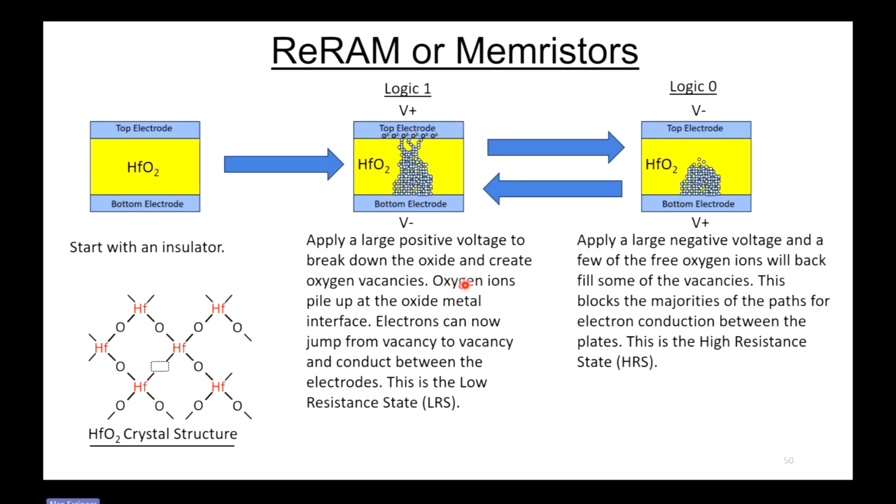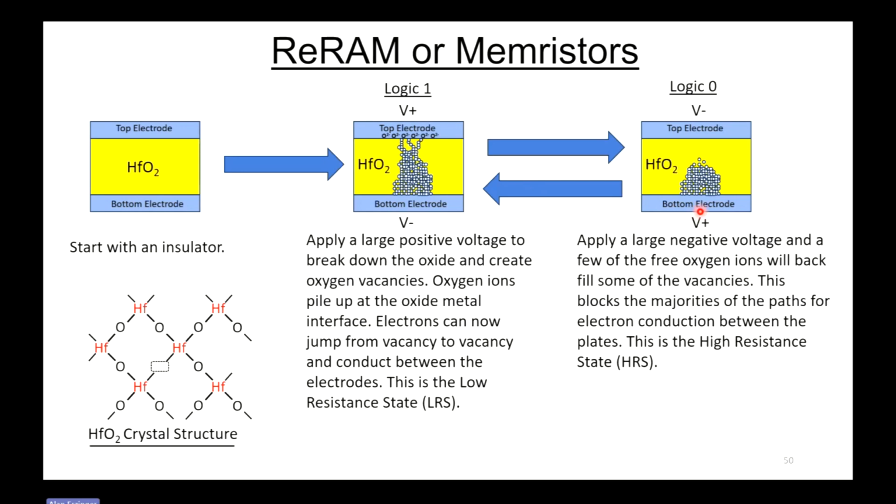And the oxygen atoms, as you pull them out of those vacancies, tend to pile up at this top plate. So electrons can now jump from vacancy to vacancy to vacancy and conduct between these two electrodes. This is called the low resistance state.